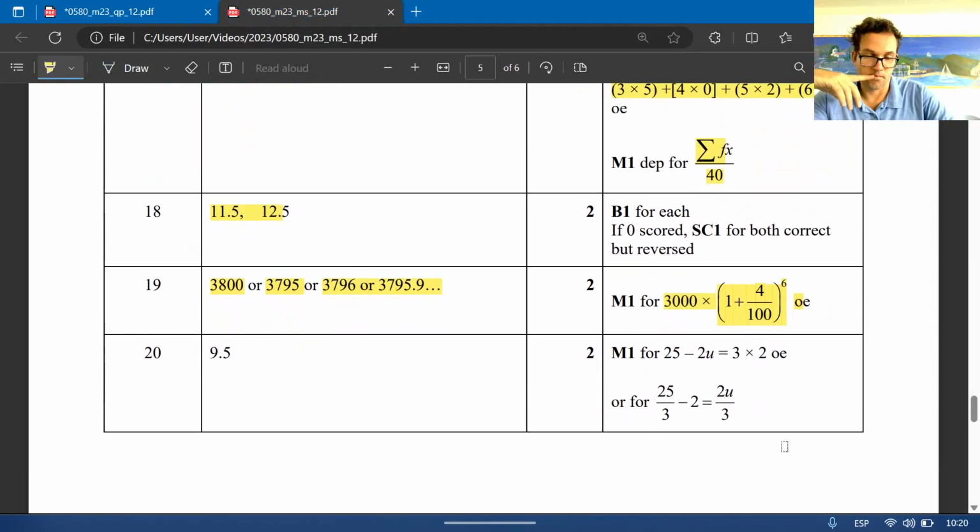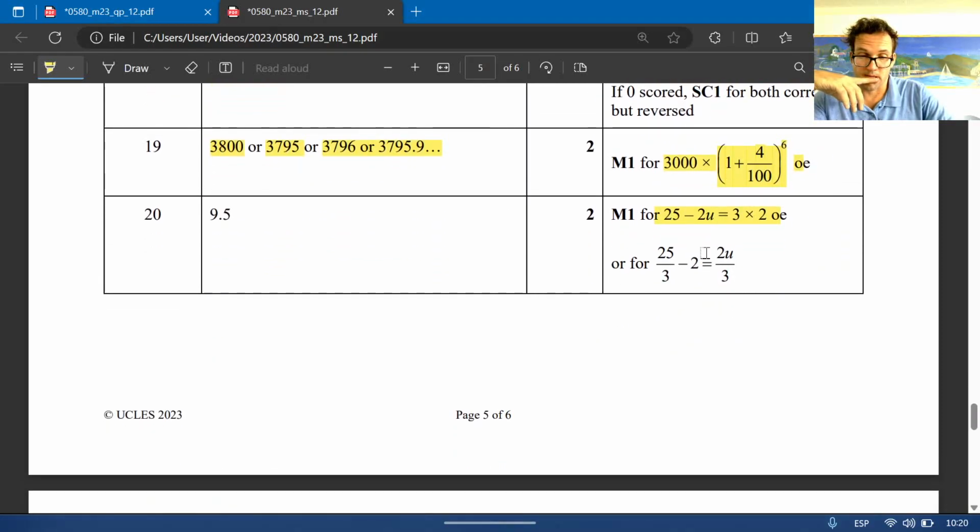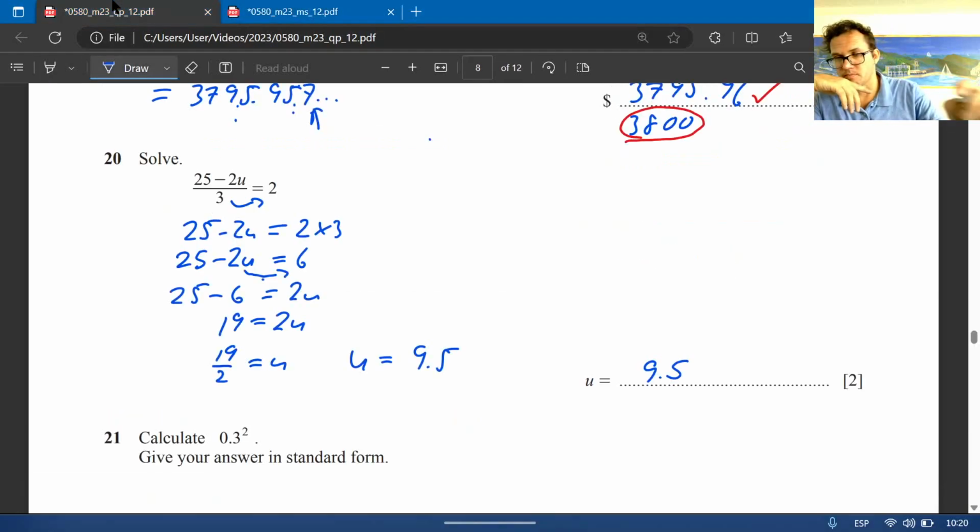I see they have another method there. The first method was my method. Interesting, huh? You already got a mark for just doing that, and a mark for the answer.